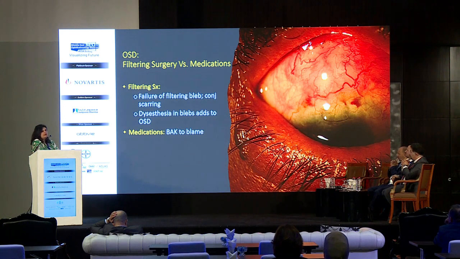Now, when we compare ocular surface disease in patients who have undergone a filtering surgery vis-a-vis medications, we find that the failure of filtering bleb and conjunctival scarring is quite common in patients who already had a compromised surface. The dysesthesia in the bleb adds to the ocular surface disease. So posterior flow, much flatter blebs is something that we are looking at. So it's better to intervene early in patients with glaucoma rather than having them put on medications for very long.